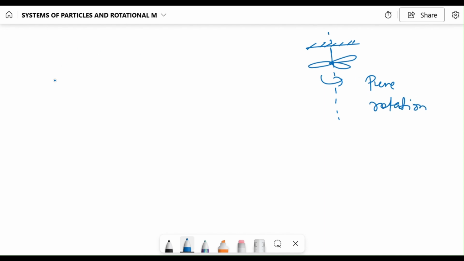Now pure rotation can have two different forms here, one with fixed axis, another with rotating or oscillating axis. I'm giving an example. Fixed axis, here we have in front of us. This is an example of fixed axis rotation.